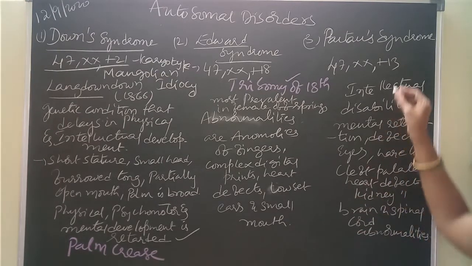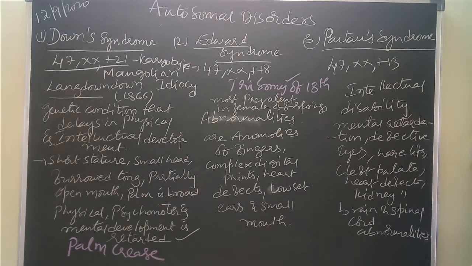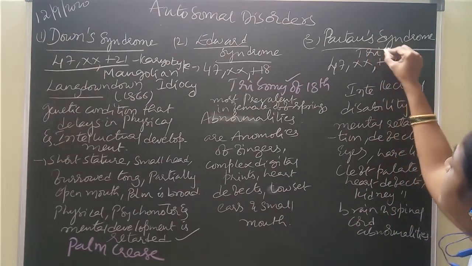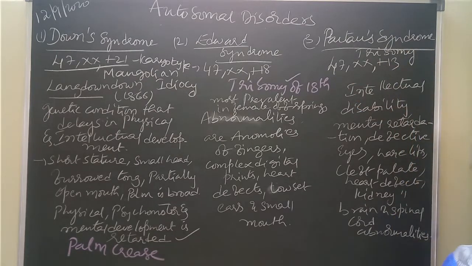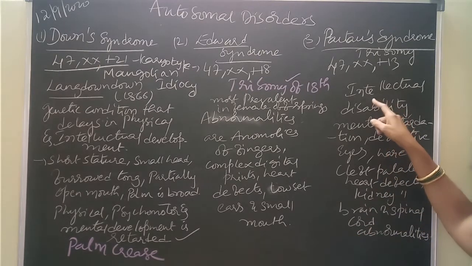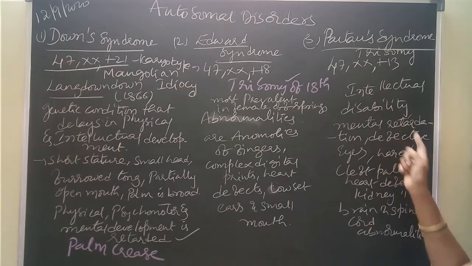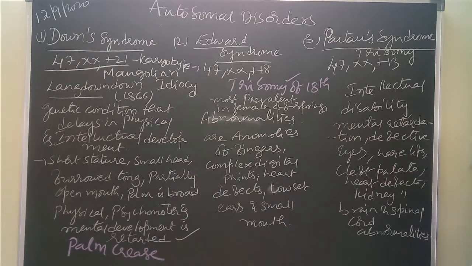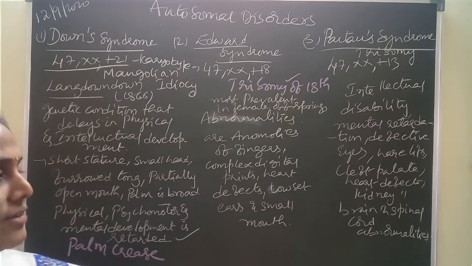Then the third one is Patau syndrome, due to trisomy of the 13th chromosome, and the karyotype is 47XX plus 13. The persons suffering from this syndrome show intellectual disability and mental retardation. Then defective ears, and even hare lip and cleft palate are seen, with heart defects, kidney defects, and also brain and spinal abnormalities.